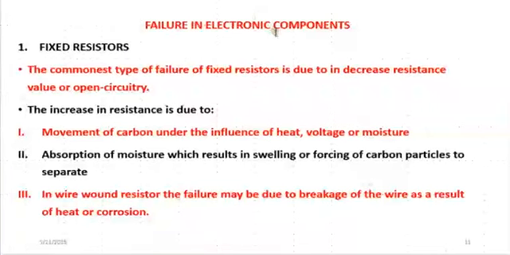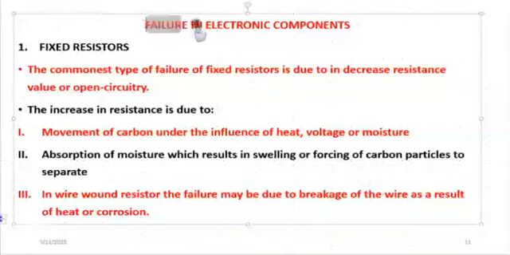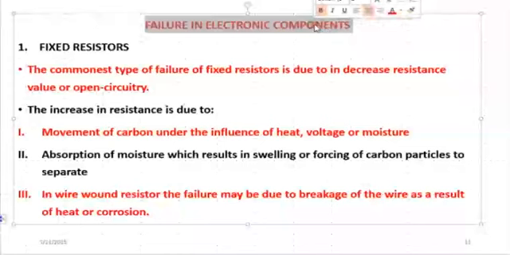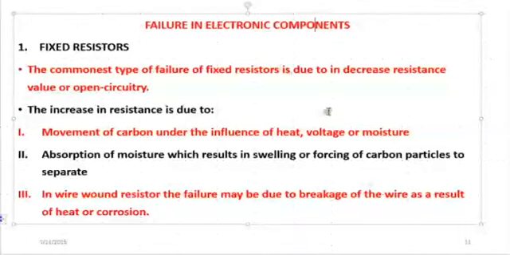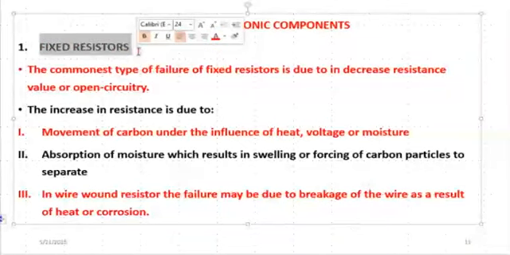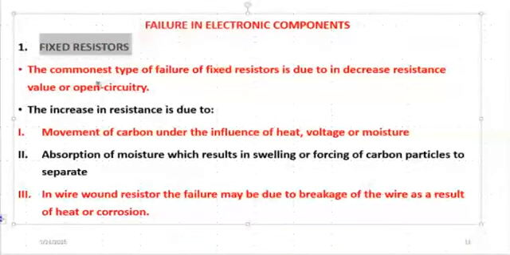Now we are done with the sources of stress to components, which we divided into two, the environmental and the operating, and we have seen all of them and also discussed the remedy to the effect of each of them. So the next thing we are going to look at is the normal types of failures that happen to electronics components. We start with the fixed resistor, that is a resistor that has a fixed value of resistance.